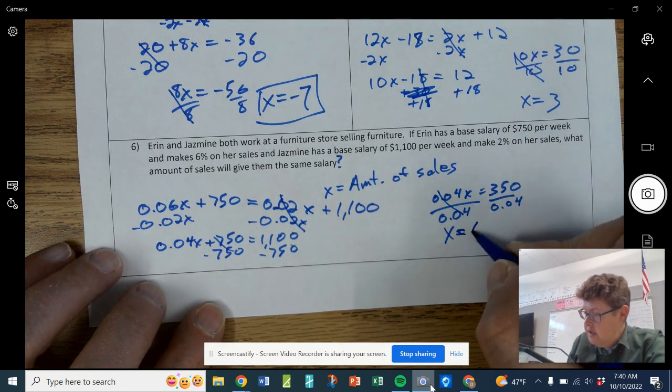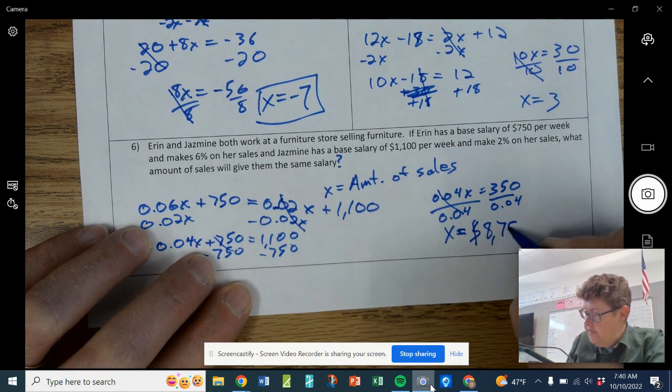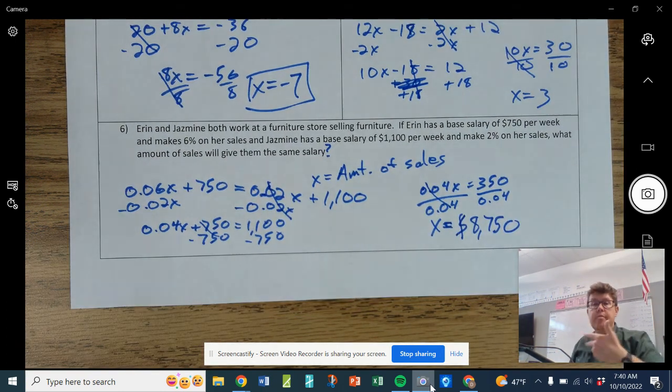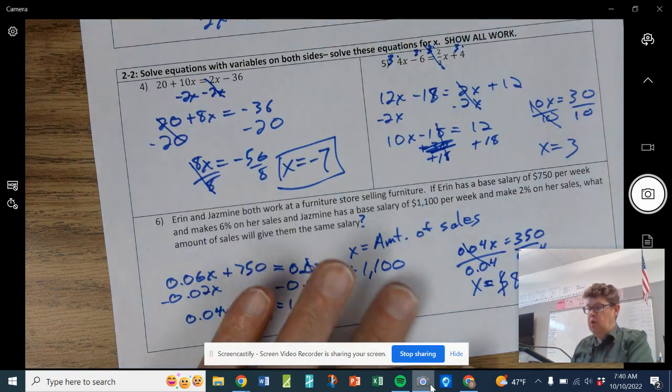So if they each sell 8,750 in sales, their base salary and commission will work out on the left and the right to equal the same number. Okay, that's the idea here.